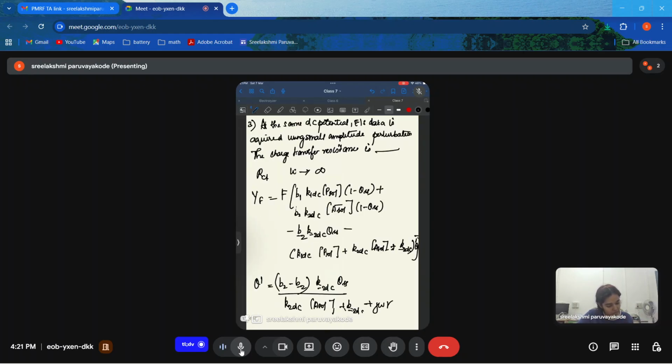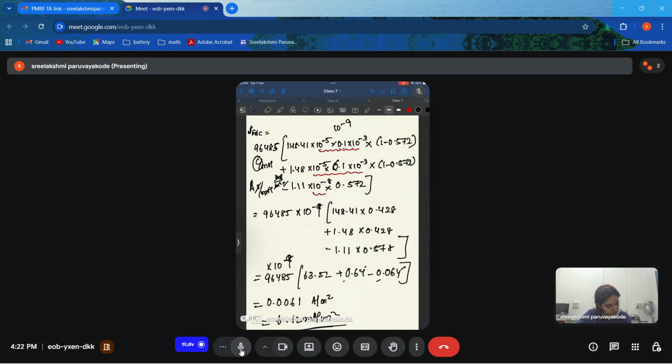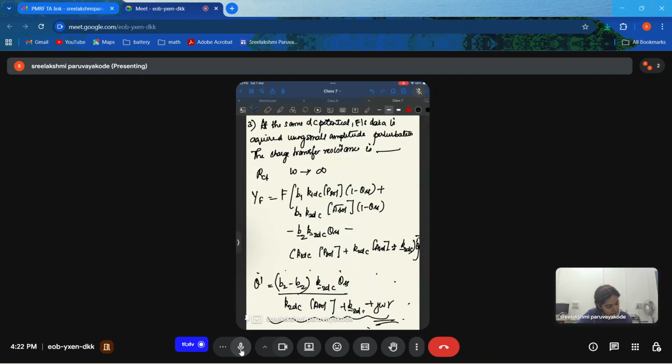Now, when does omega tend to infinity over here? Where does omega come in? It is not there in any of the terms, but in the theta dash. This term of theta dash has omega, and it's in the denominator. So when omega tends to infinity, what happens to theta dash? It tends to 0. This entire term tends to 0. And this is multiplied by another term, K1 DC P solution plus K2 DC A solution plus K minus 2 DC into theta dash. The entire term becomes 0.